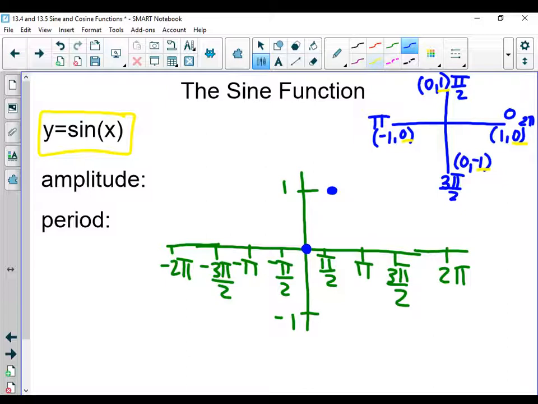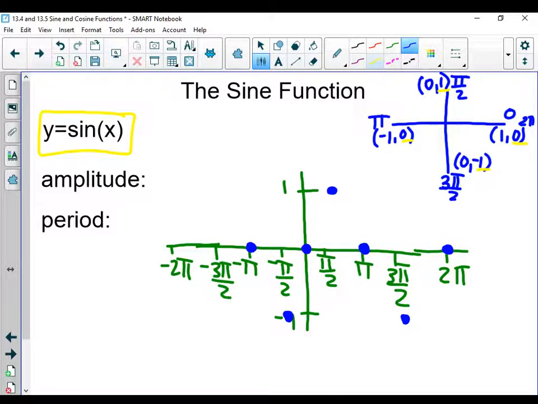At pi, my y value is 0. At 3 pi over 2, it's -1. And then back to 2 pi, which is 0. I can go backwards with that same information. If I go backwards pi over 2, I get -1. Backwards pi, it's 0.